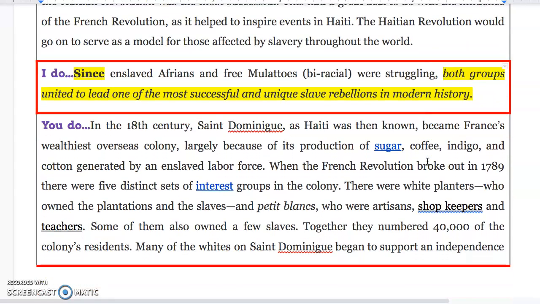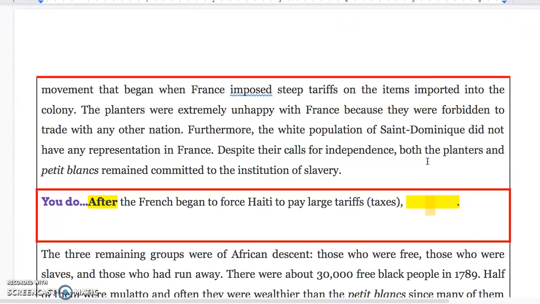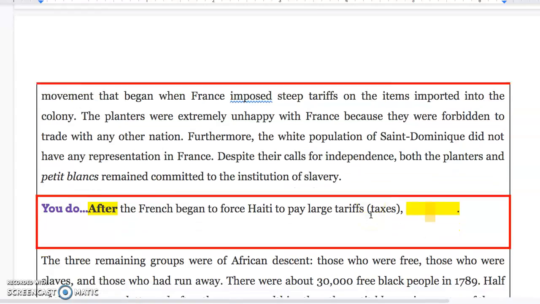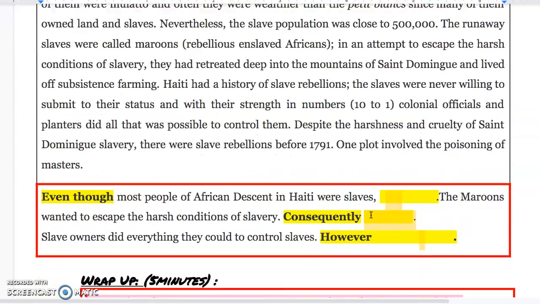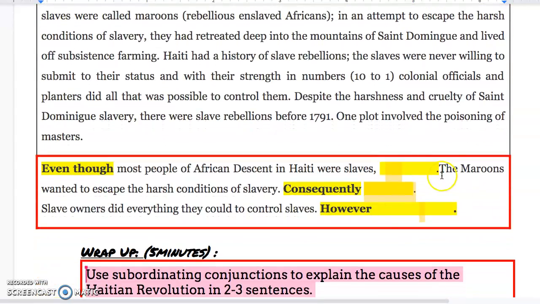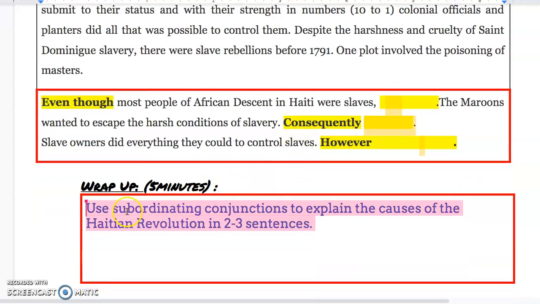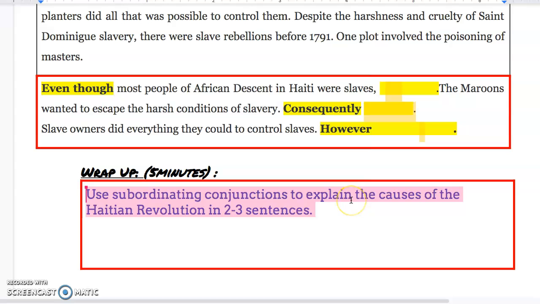So now what you're going to do is you're going to read these next two paragraphs, right? After this paragraph, there's just going to be one sentence. And then after this paragraph, there's going to be 3 sentences for you to fill out, okay? And then your wrap up is to use subordinating conjunctions to explain the causes of the Haitian Revolution in 2 to 3 sentences.